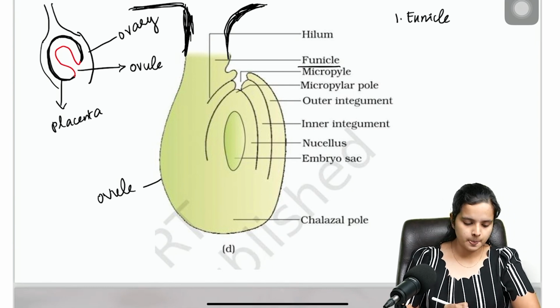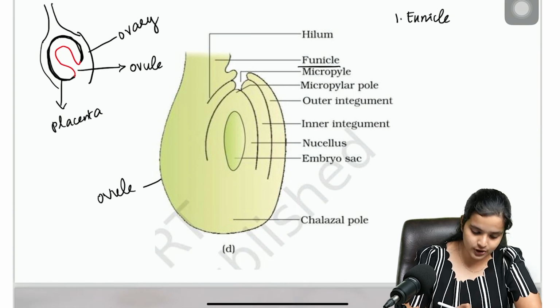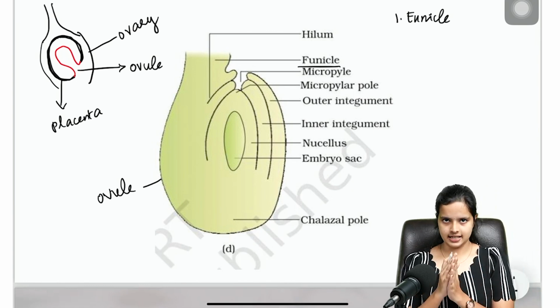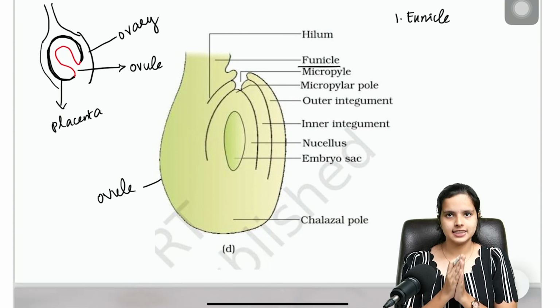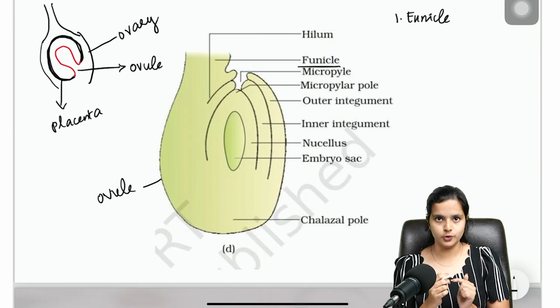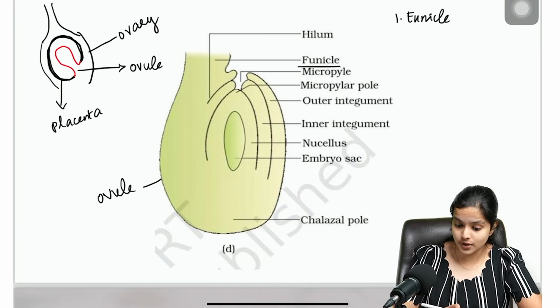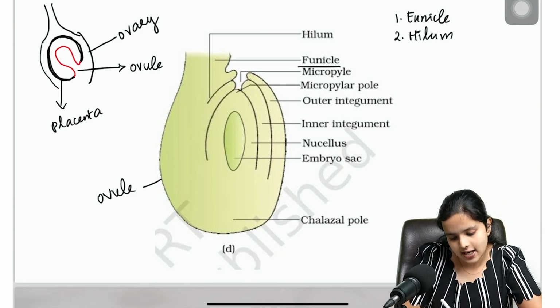I hope that's clear. Now, there is a small junction between this funicle and the ovule. The ovule and the placenta are connected via the funicle. There's a small connection between the funicle and the ovule, that is, the stalk and the ovule. And that's known as hilum. So the second term that you have over here is the hilum.